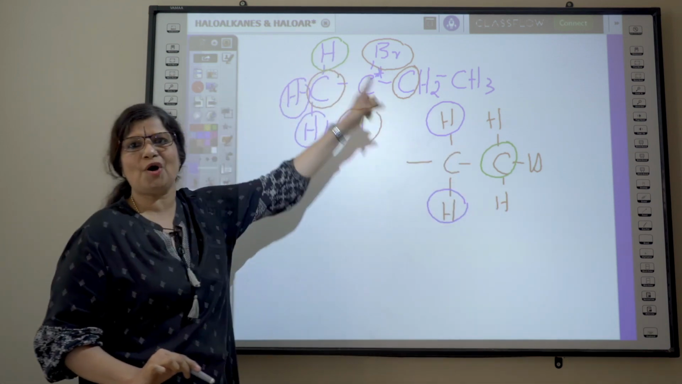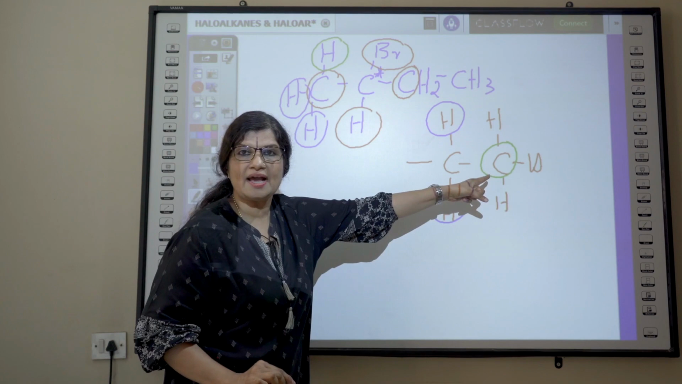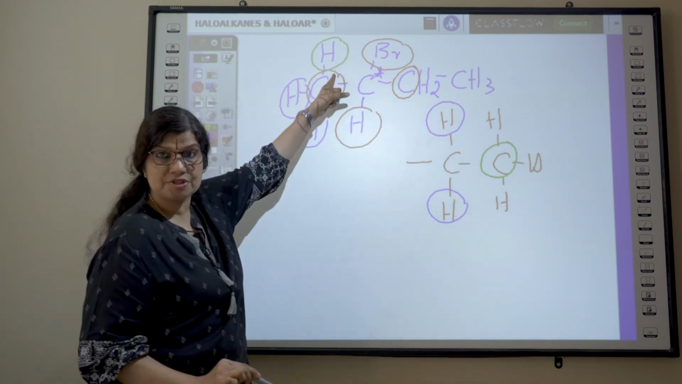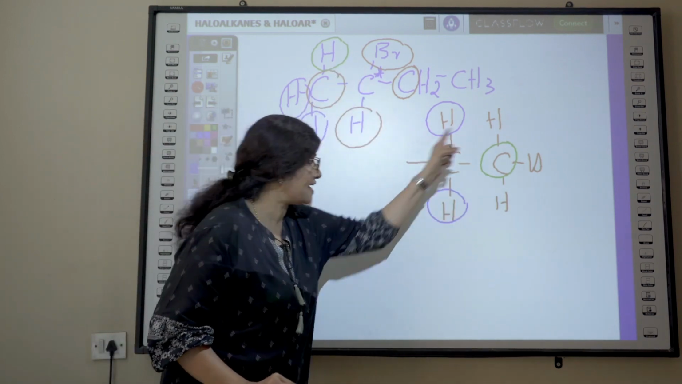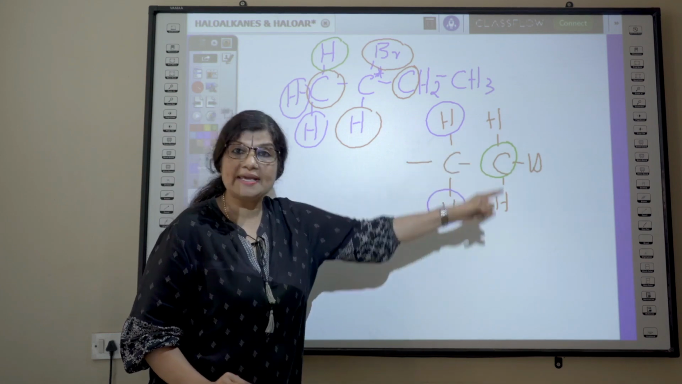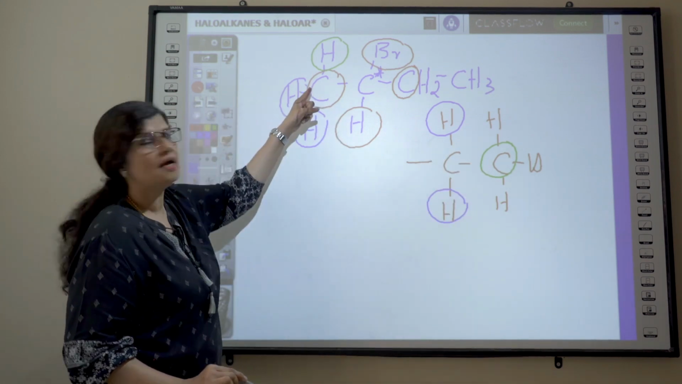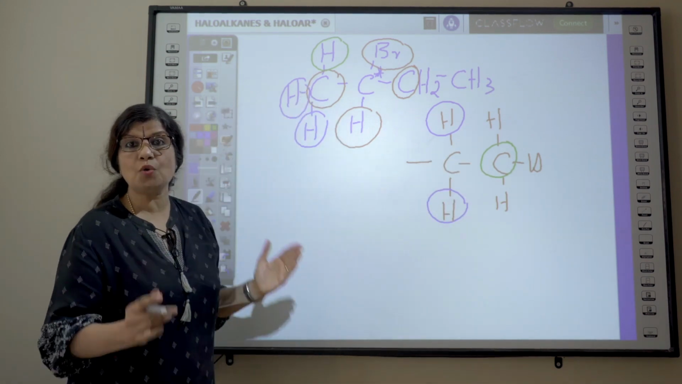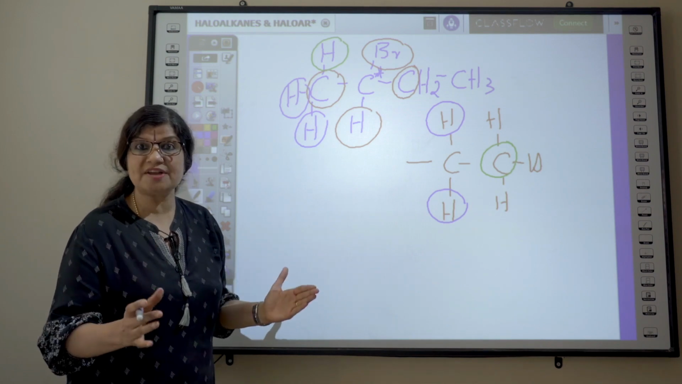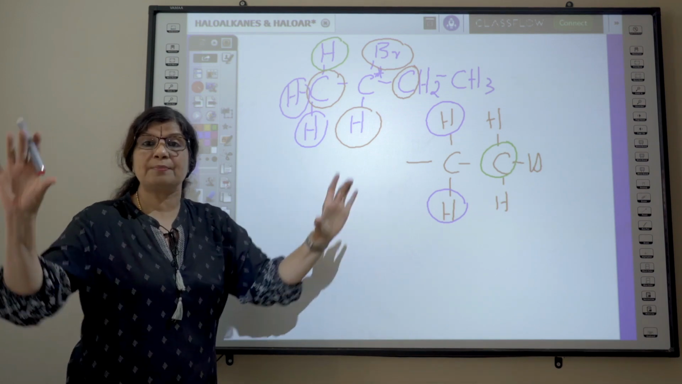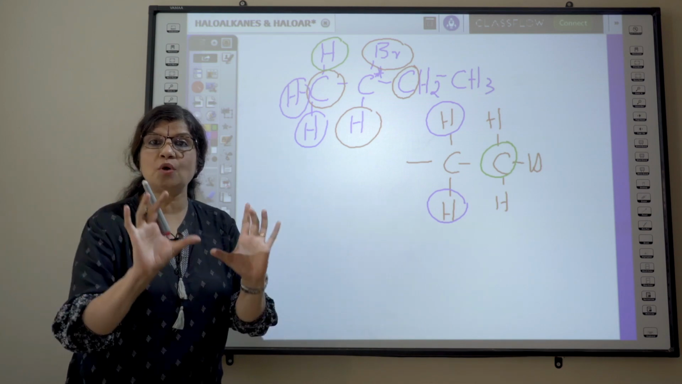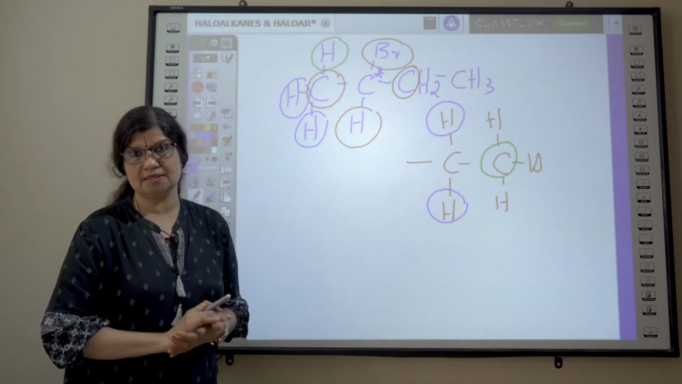Now assign the priority. Doesn't this carbon have a higher atomic number than this hydrogen? Therefore, the ethyl group will have a higher priority than the methyl group. This is how you compare the priorities when you have 2 identical atoms belonging to different groups around the chiral carbon. I hope it's clear to you.